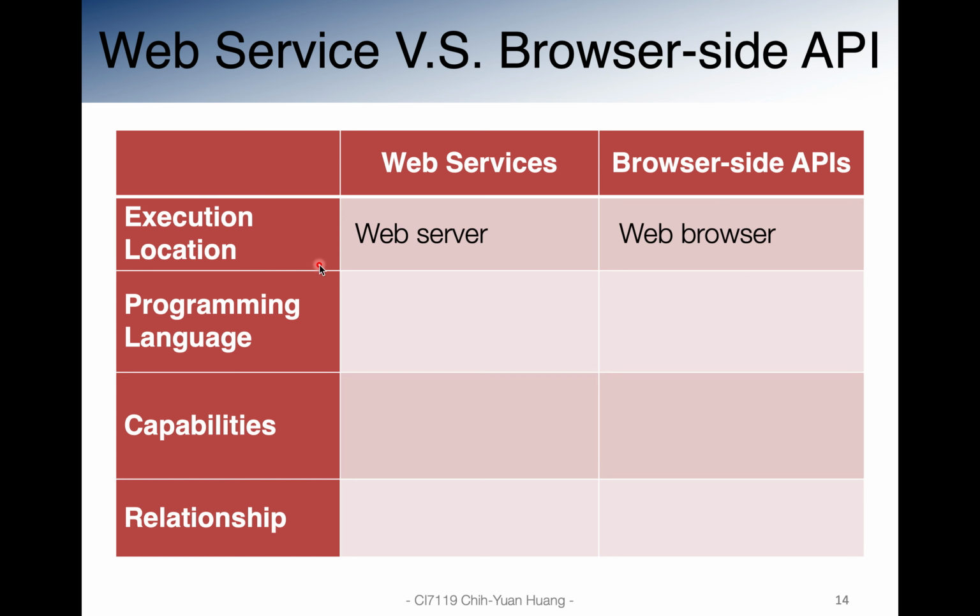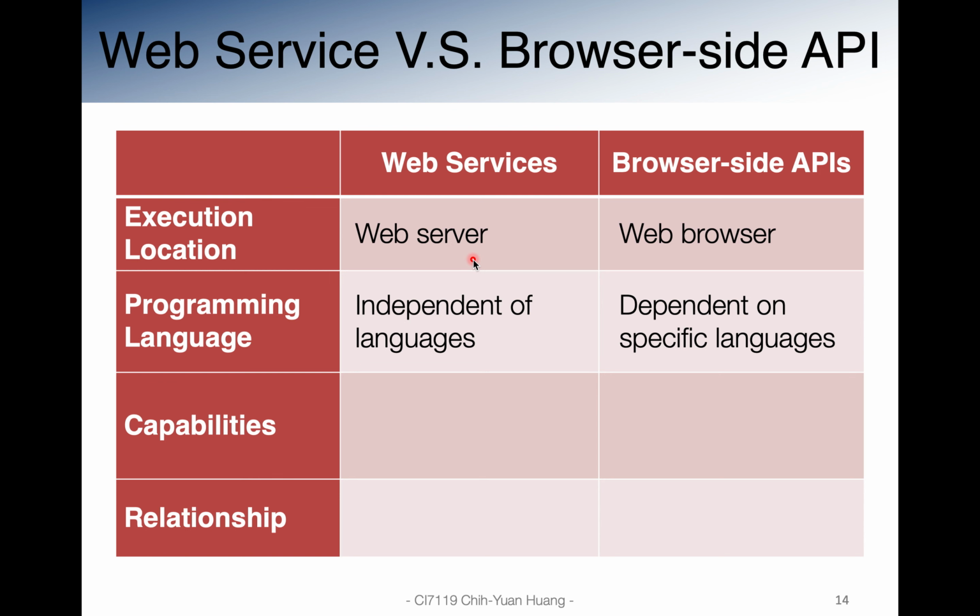In terms of the execution location, of course, if it's a web service API, then where the request is handled is mainly on the web servers. On the other hand, the browser-side API, because usually it could be the JavaScript API, the place where the developers or the programs are going to use this API is on the web browsers.